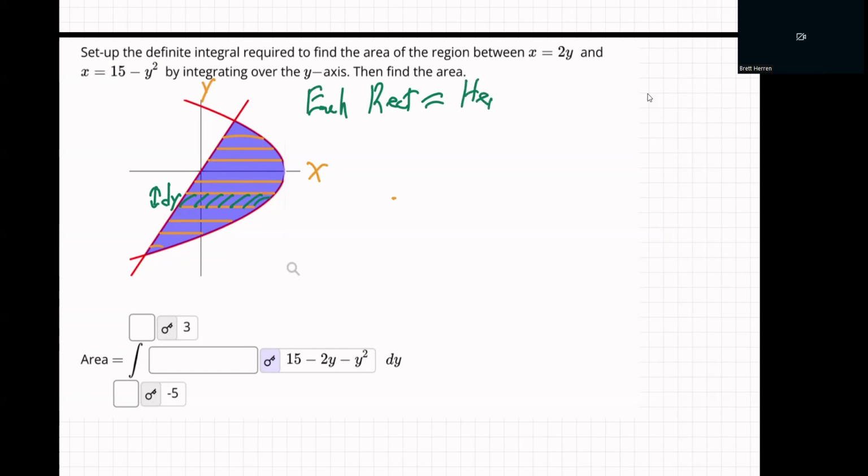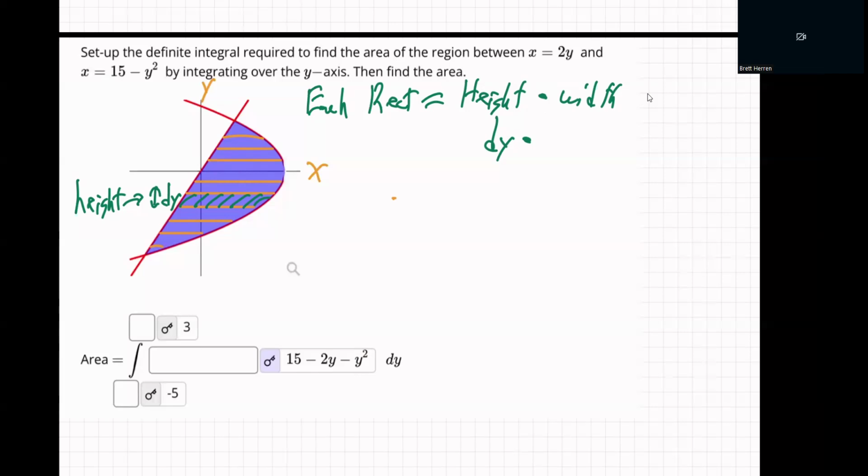Each rectangle's area is height times width. That's how you find the area of a rectangle: one side times the other. So the height of each of those rectangles is just going to be dy. So that's the height, times, now what's the width? How wide is that rectangle?